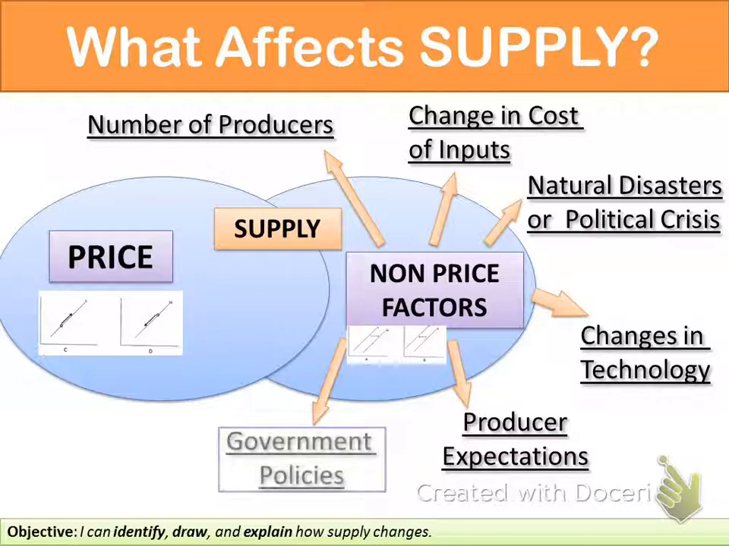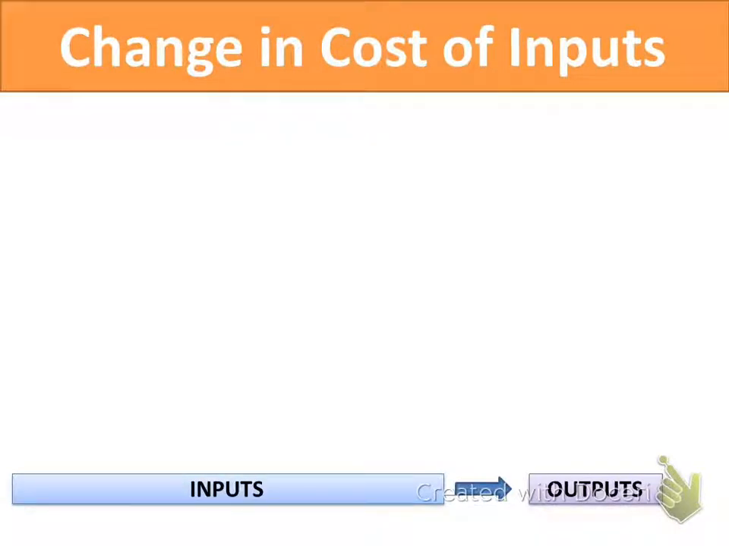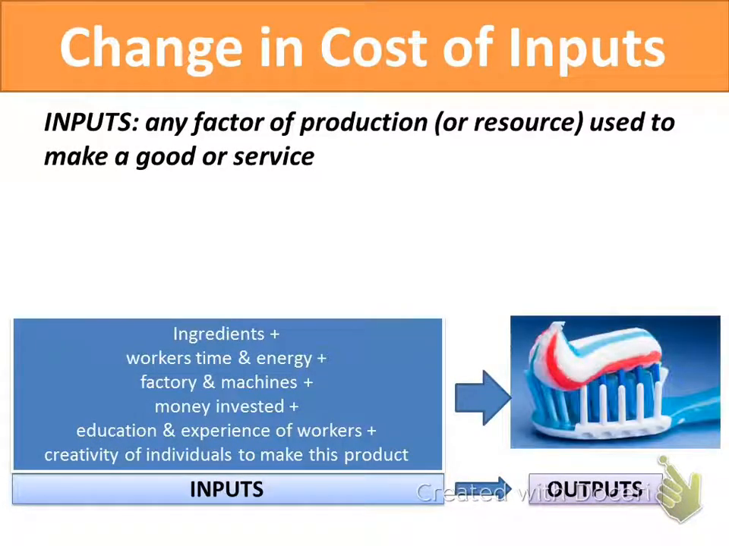And the last one is government policies, and I'll talk about that after we talk about change in the cost of inputs. So let's do that now. Change in the cost of inputs. We are familiar with this if we think back to the factors of production. Inputs are any factor of production or resource that are used to make a good or a service. We had talked about toothpaste and how toothpaste is made. All of those things that go into making toothpaste we call inputs. And those things cost money.